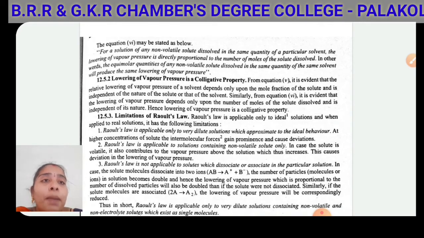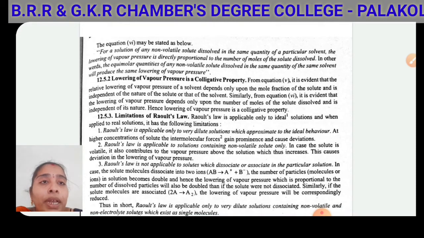Raoult's law is applicable only to very dilute solutions, which approximate ideal behavior. Students, dilute solutions means a small amount of solute and a large amount of solvent. At higher concentrations of solute, the intermolecular forces can cause deviations, so Raoult's law is not applicable at higher concentrations.